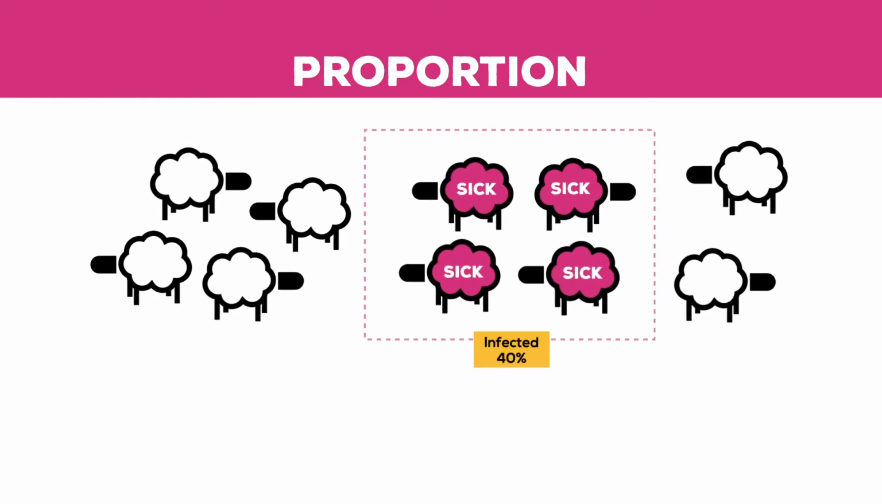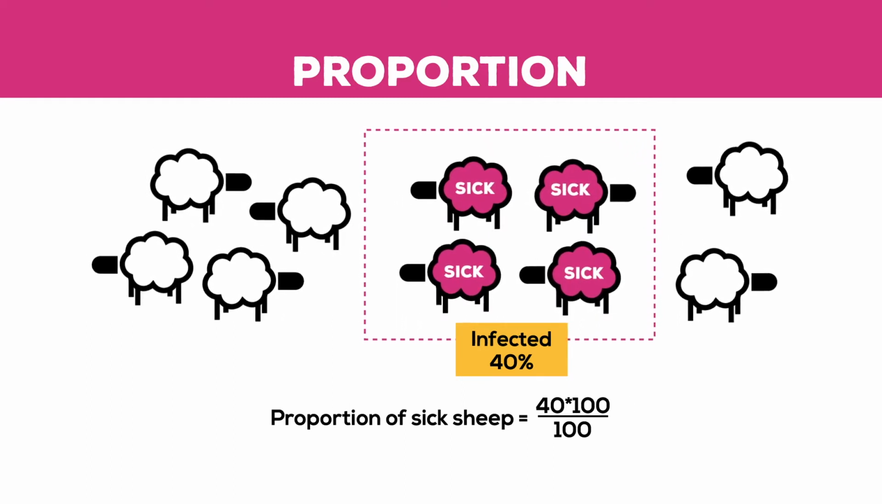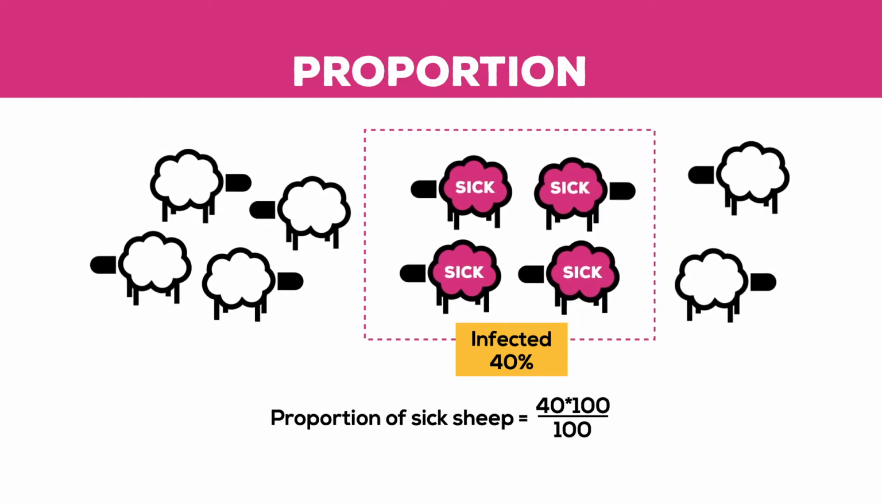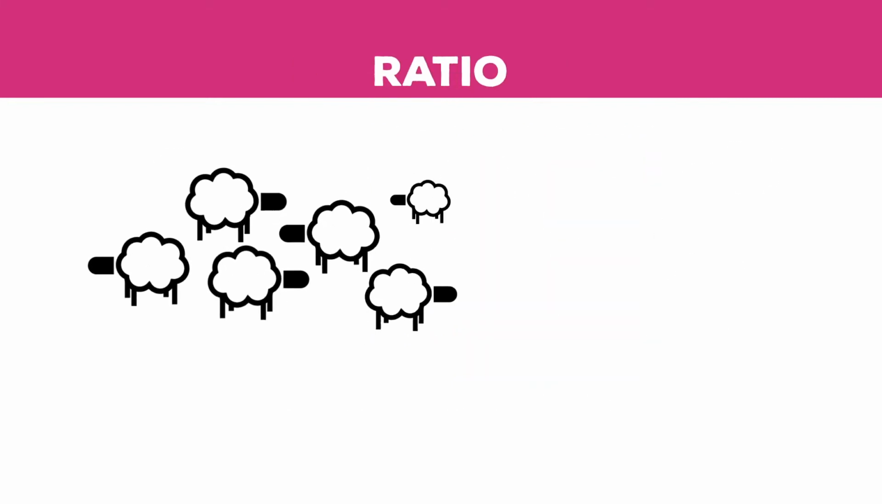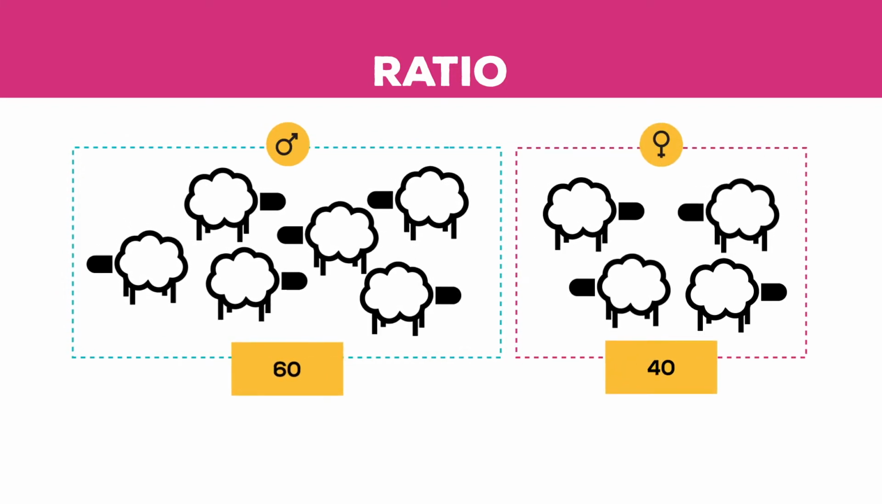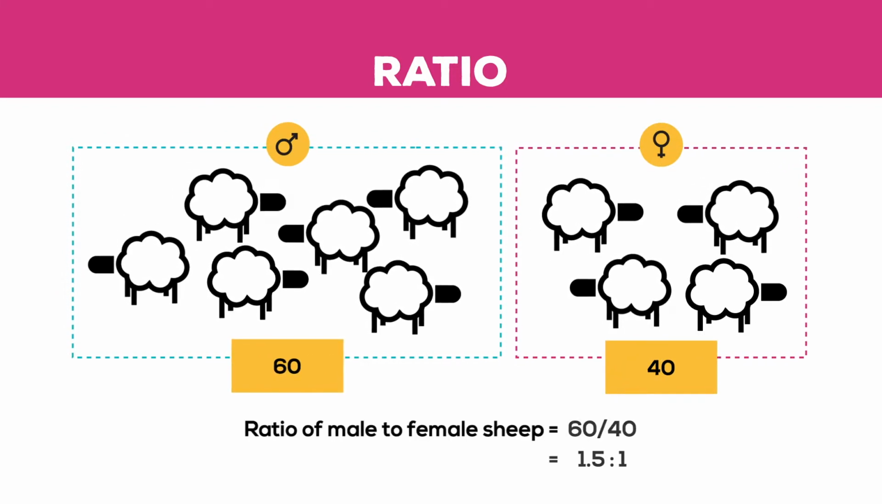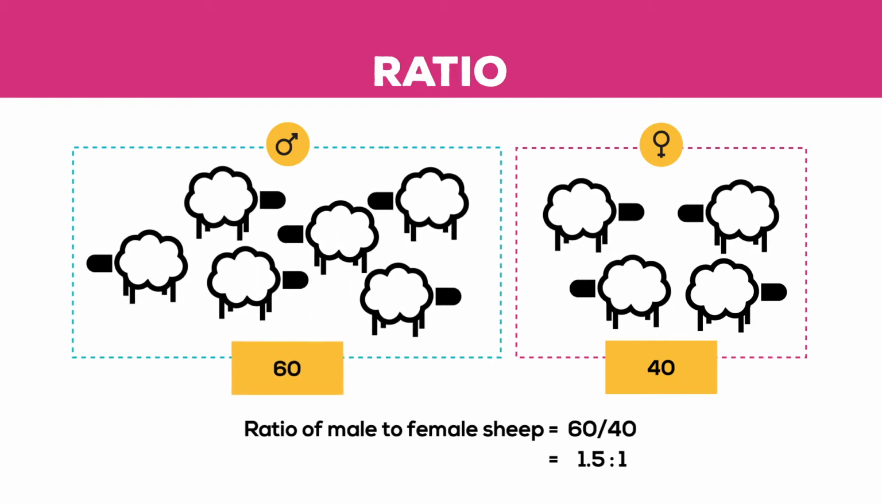Proportion is the comparison of a part to the whole. For example, if a farm has 100 sheep in which 40 sheep are sick, the proportion of sick sheep in this farm is 40 divided by 100 equals 40 percent. Ratio is a comparison of any 2 values. For example, if a farm has 100 sheep, in which 60 sheep are male and 40 sheep are female, the ratio of male to female sheep on this farm is 60 to 40, equal to 1.5 to 1.